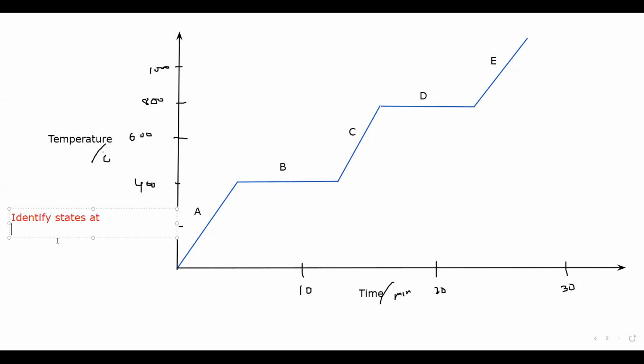At A, which state will we have? Solid, liquid, gas, or solid and liquid, or liquid and gas? At A, we'll have a solid. What about B? It will have both liquid and gas, or solid and liquid, sorry. Yes, it is in a state of melting and we'll have both states, solid and liquid.